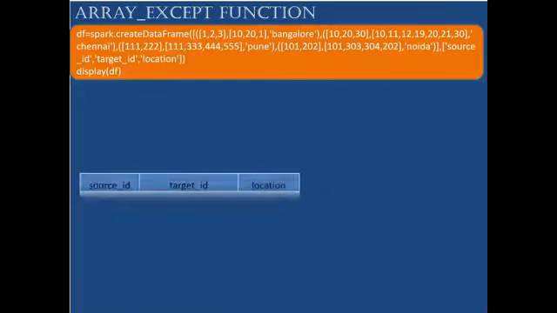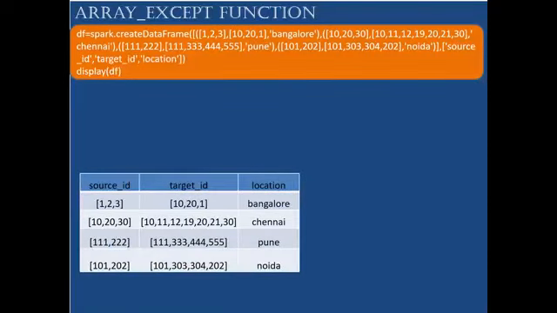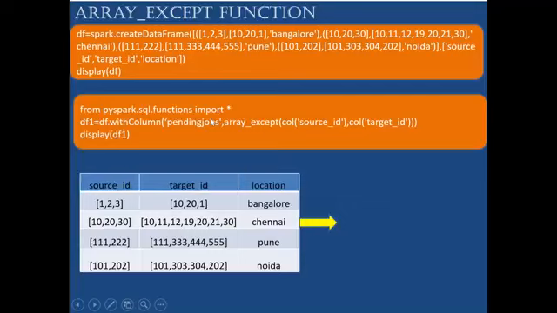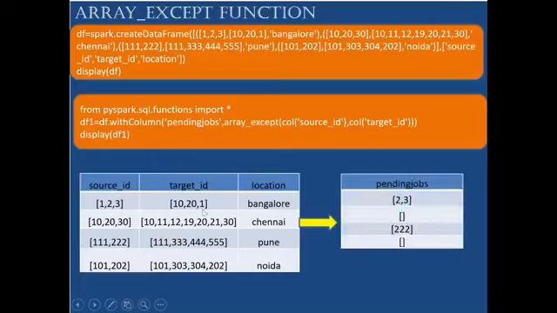Array_except. What array_except will do, let's say you have source IDs and target IDs. Now what I want to know is whether the source ID is available at the target ID or not. What are the source IDs which are not available at the target? You need to say array_except of source ID comma target ID. You will get: 1 is matching, 2 and 3 are not matching. So 2 and 3 will be here.